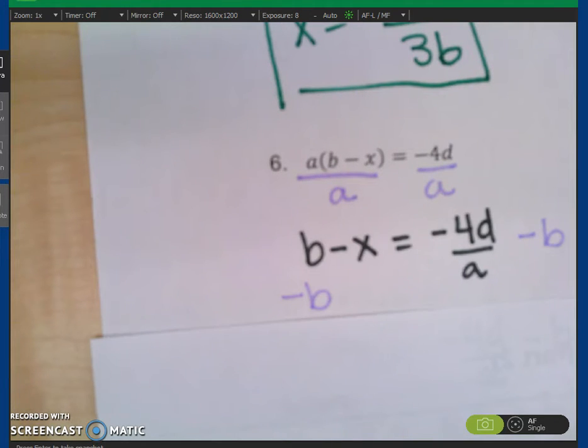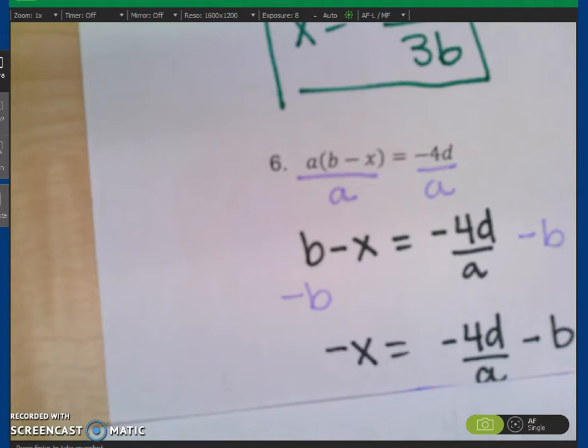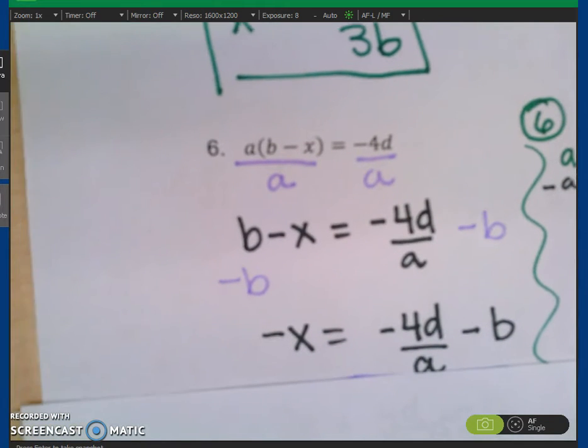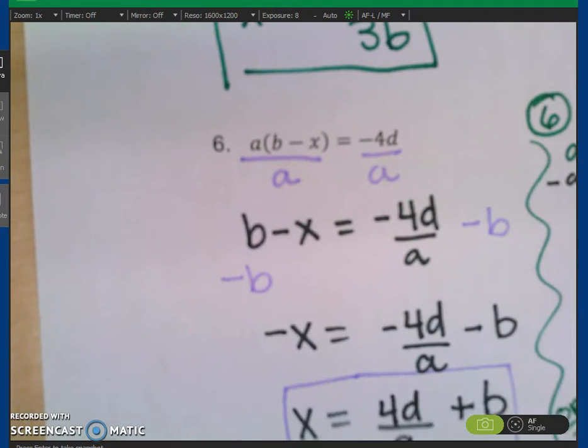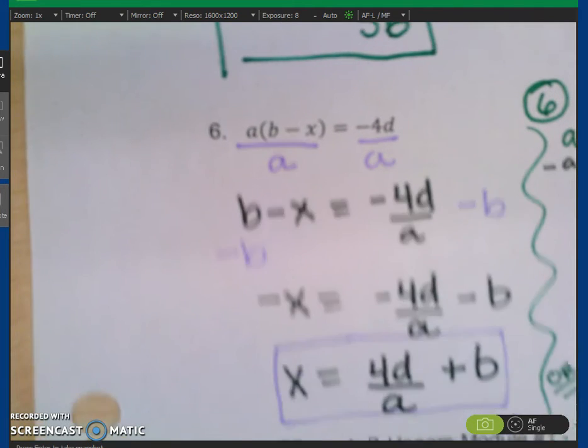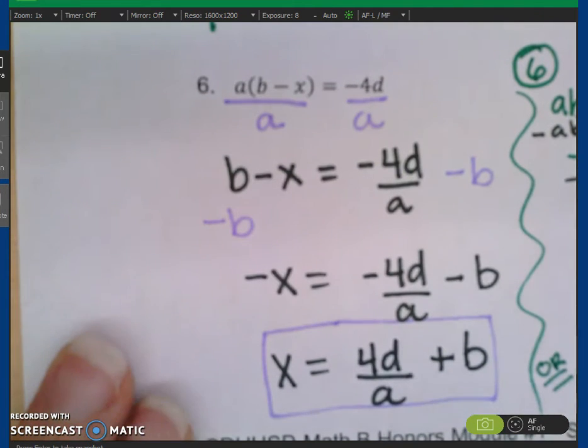Then I undid the positive b by subtracting b on both sides. And finally, I had to make sure I was solving for positive x, so I divided both sides by -1 or multiplied everything by -1 to get 4d all over a plus b.